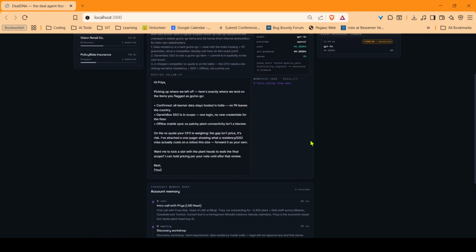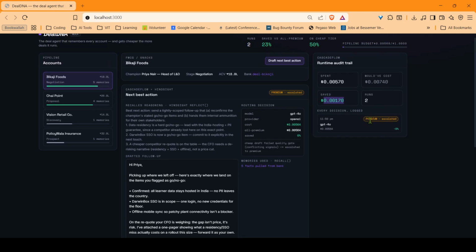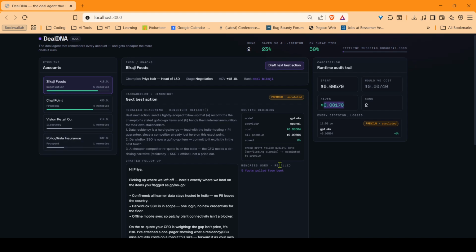Now here's the payoff. This one went up to the premium version and used a premium model. We had seen earlier Policywala used the free model, and this is done on purpose. The cheap model failed the quality check because there were many conflicting signals. We had a lot of previous memory in place, and that's generally something hard to draft initially without much context. So it used the expensive model on its own and escalated. And the cold account, which was Policywala Insurance, didn't need to.